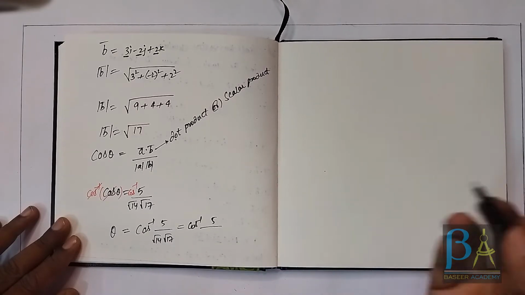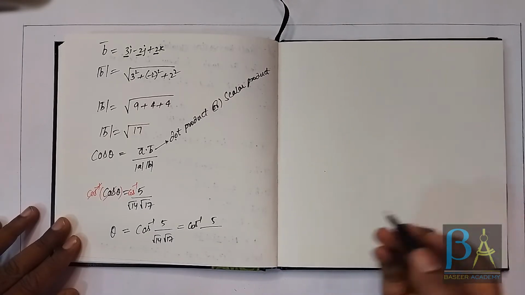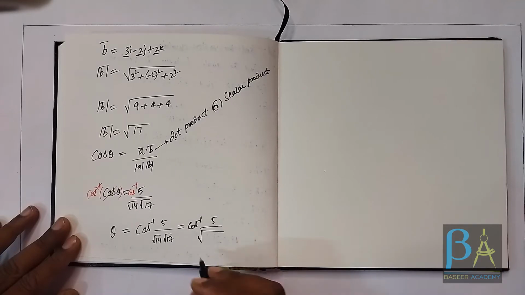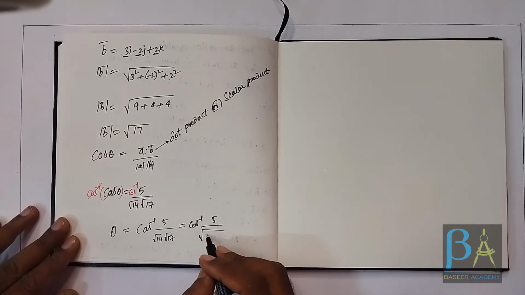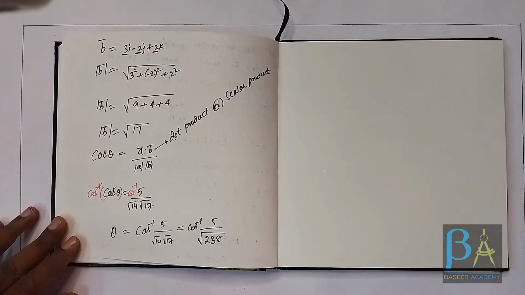You know that root a into root b is root a into b, right? And that's the reason I can keep here root 14 into 17, 14 into 17, which is 238.